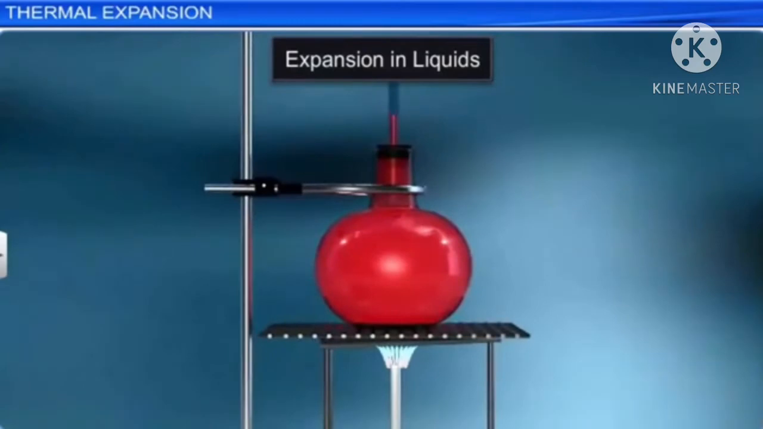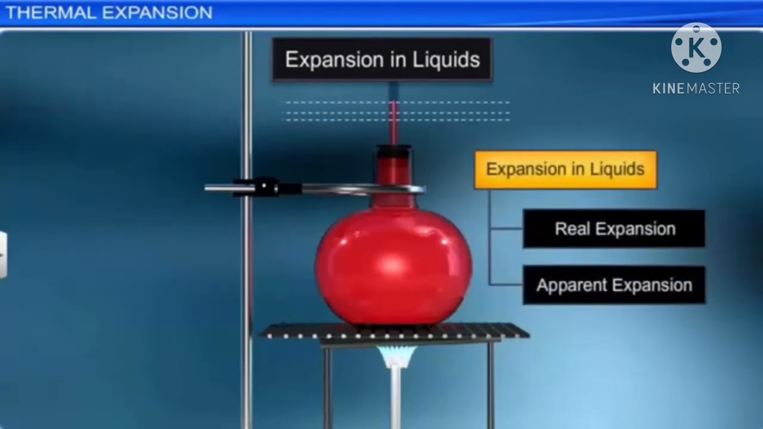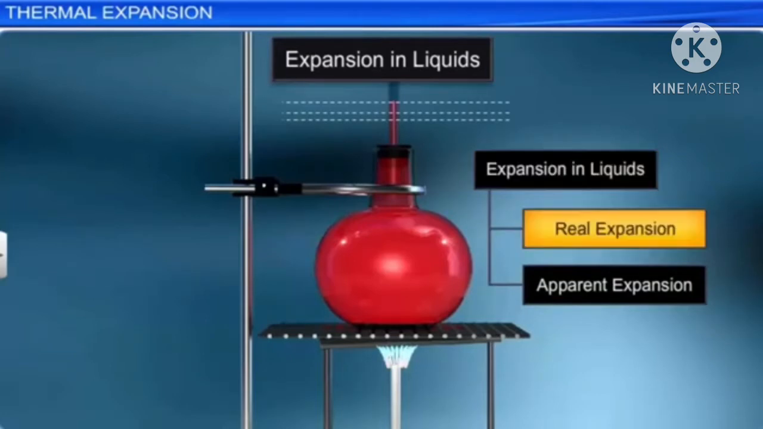specific shape. They do not have linear and aerial expansion as solids do. They have expansion in volume only. When a liquid in a container is heated, both the liquid and the container expand. Hence, for liquids, we have two categories of expansions, namely real and apparent.